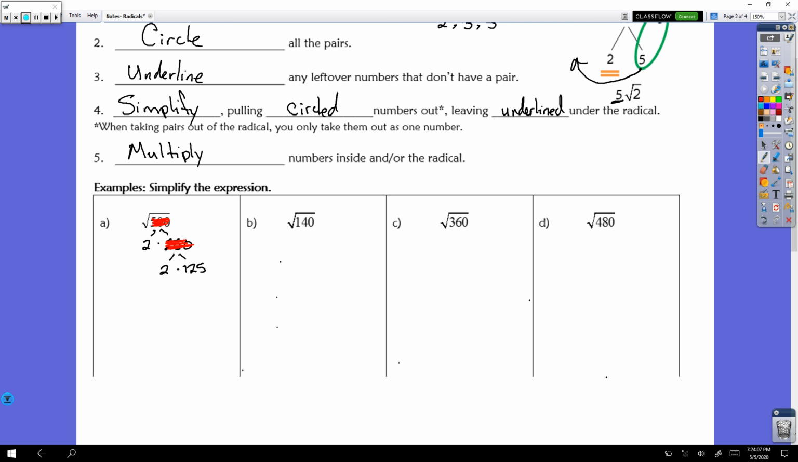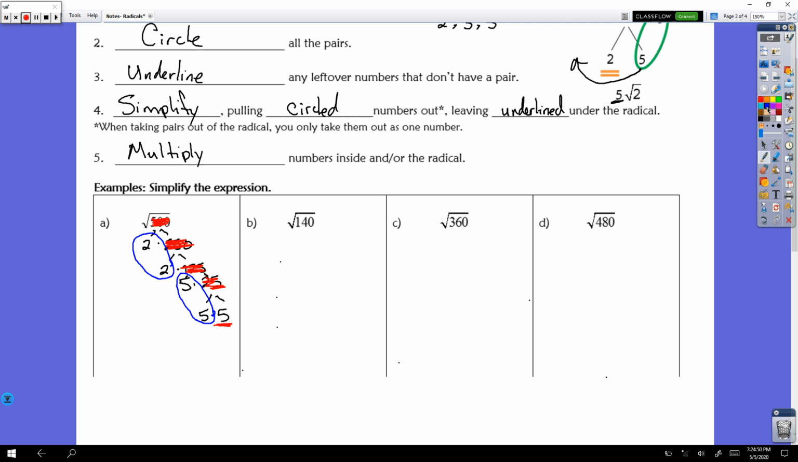Now I'm going to break down the 125, but I can't do it by 2s. So I'm going to break this down by 5. So 125 is now going to become 5 times 25. And then I'm going to break down the 25 into 5 times 5. Okay. Now I'm going to go through and circle my pairs. So I have a group of 2, and I have a group of 5s. Now we underline the leftovers. So I have a 5 left over.